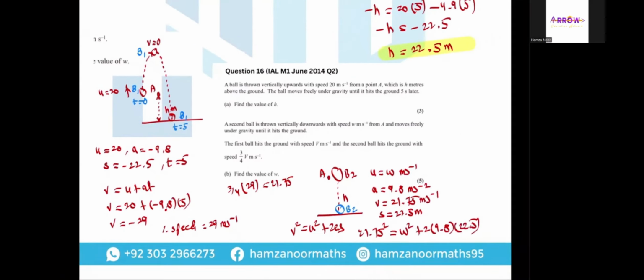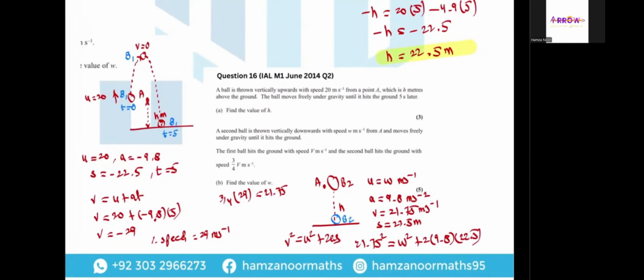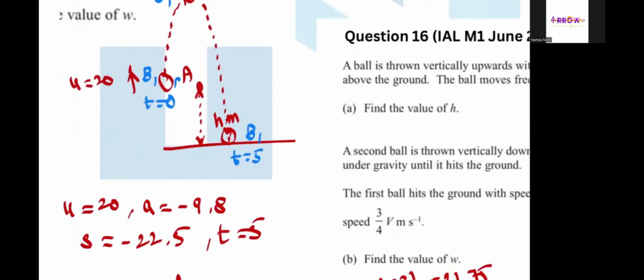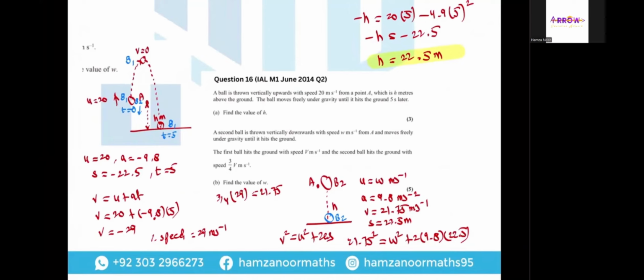Obviously initial velocity will have a positive value because ball 2 is released from point A and it is coming vertically downwards. So the downward journey is taken as positive. Does this make sense or not? As in the case of ball 1, the upward journey was considered positive, so initial velocity was positive 20.